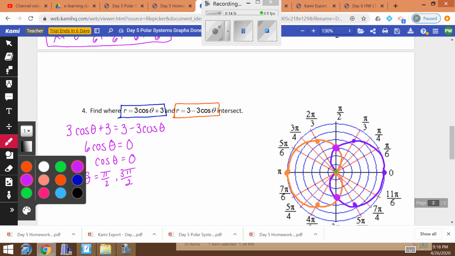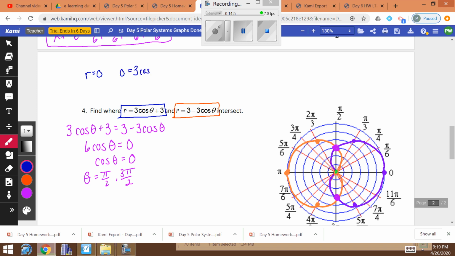So what I mean by this, if I'm looking at the graph in blue, we basically want to know where is r 0. So r is 0. If I were to go kind of quickly through this here, I would subtract the 3, divide by 3. We want to know where is the cosine -1, and that would be at pi. So if I were to follow along my blue graph, if I put in theta is 0, I would get 3 times 1 plus 3. I'd be out here at 6.